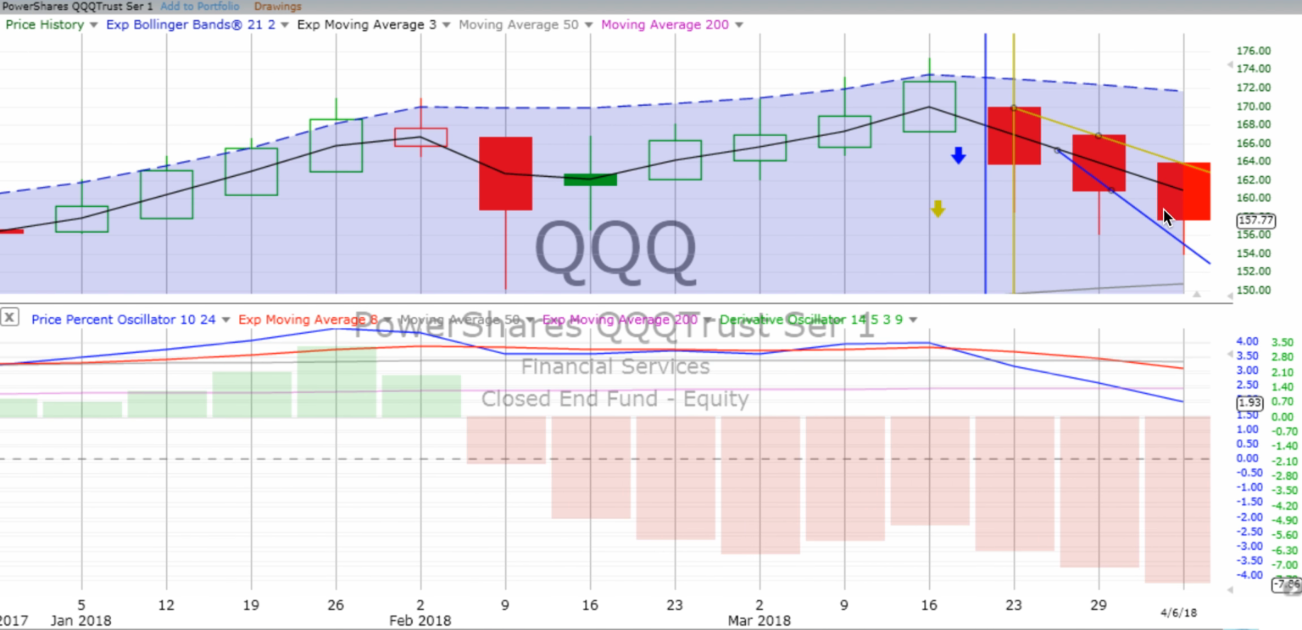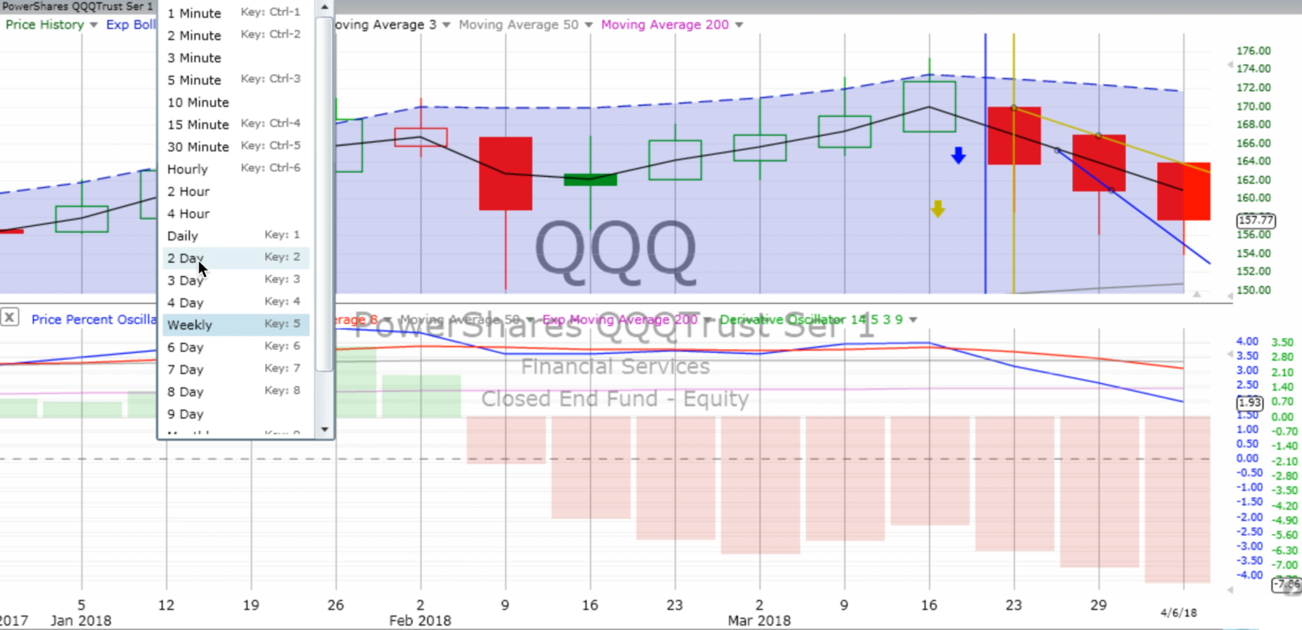Again, 3 weeks of strong down movement. Nice trend line on that weekly chart. Derivative oscillator gaining downward momentum. So is the price percent oscillator. That's quite beautiful. We look at the 2-day chart.